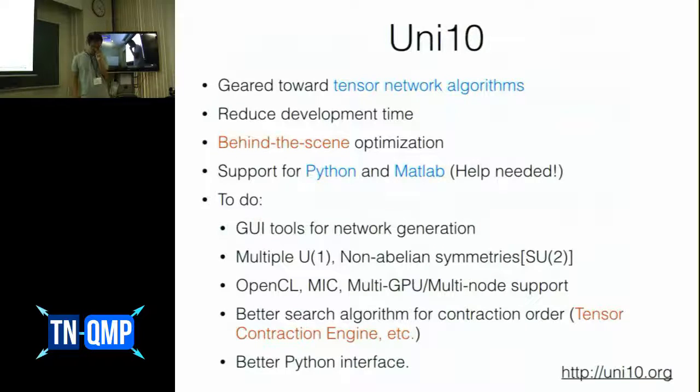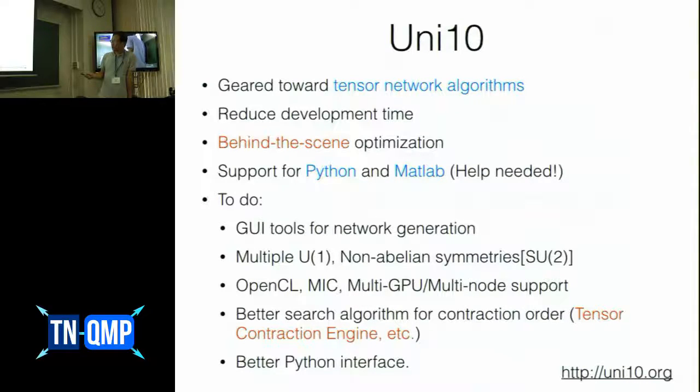Let me summarize. The idea is that this is geared toward tensor network algorithms. We have this higher level structure that makes programming higher dimensional things easier. And the hope is that we will keep our API fixed, so you don't really need to know too much about the behind-the-scenes optimization. But you can also do it yourself because the source code is available.